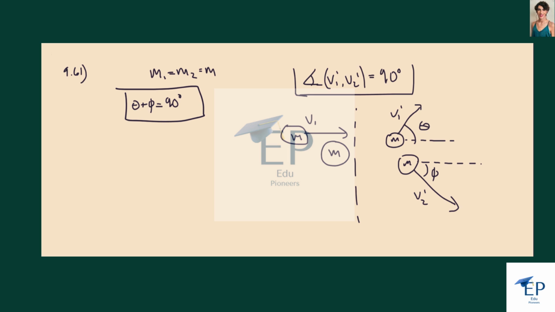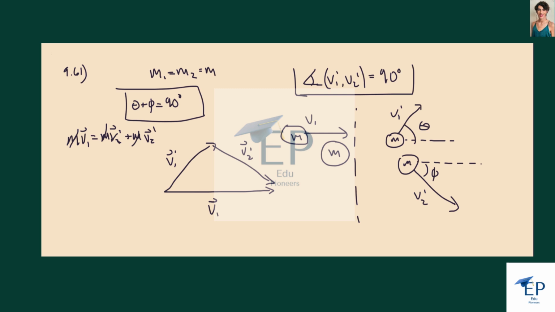So how do we show this? Well, let's start out by writing out momentum conservation. Well, that just tells us mv1 equals mv1 prime plus mv2 prime. Well, these m's can cancel out, and now we have a vector equation that v1 prime plus v2 prime equals v1. Well, v1 prime is going off in this direction, v2 prime is going off that way, so we add these together by doing the tip to tail method. And now this must equal v1.